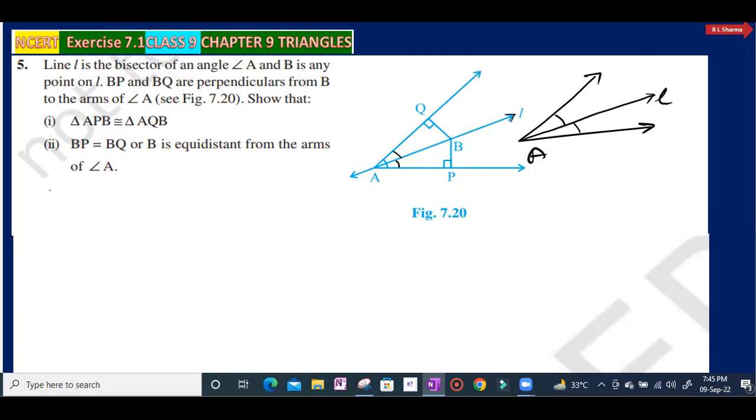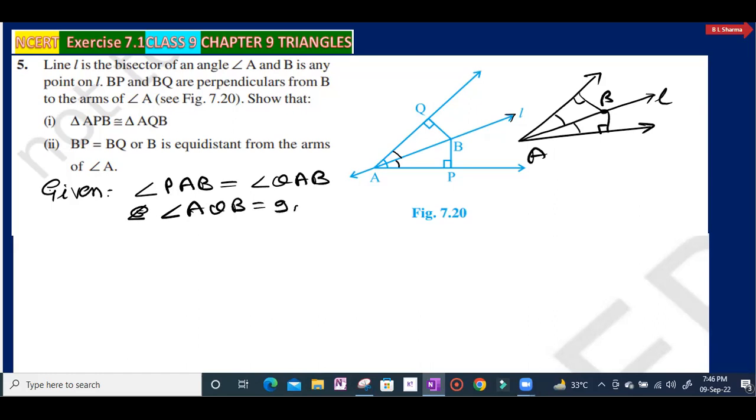So what is given here? In the figure, angle PAB is equal to angle QAB. ये जो एंगल है और ये इक्वल है, नंबर वन. नंबर टू, this point is A, this point is B, and you draw the perpendicular here, and this is also perpendicular, and angle AQB is equal to 90 degree. Angle APB is also 90 degree.